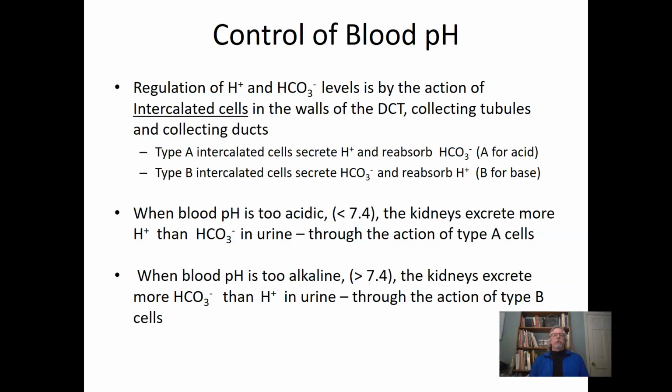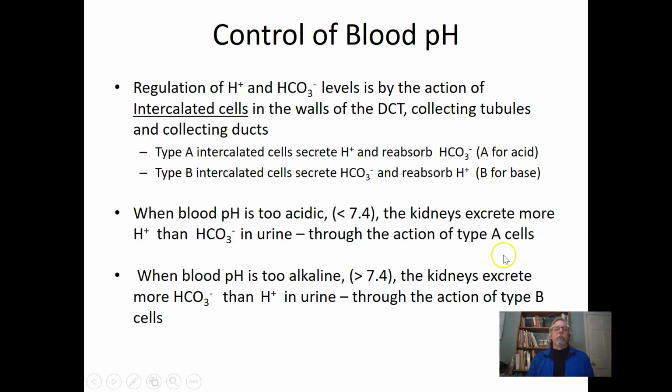So these cells come in two types. Type A cells secrete protons and reabsorb bicarbonate. So the protons being secreted will be lost in the urine, and the bicarbonate will be retained in the body. Type B cells do the opposite. They secrete bicarbonate ions that end up in the urine, and they reabsorb protons that end up in the blood.